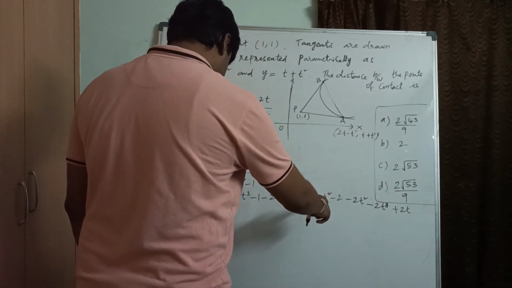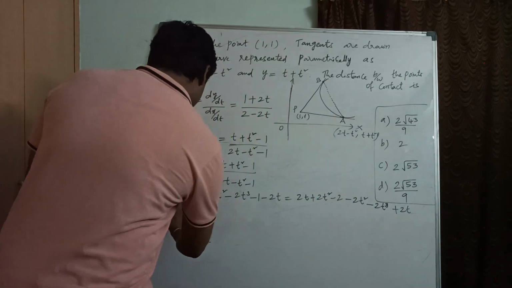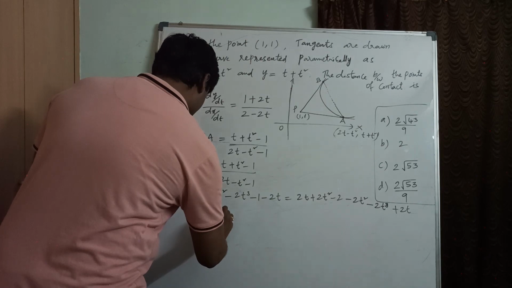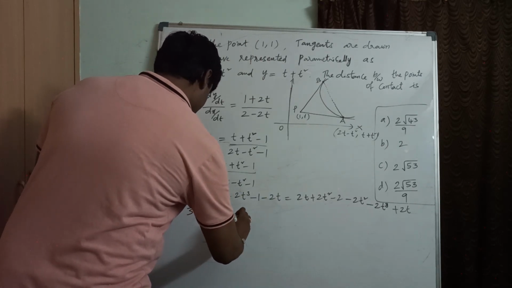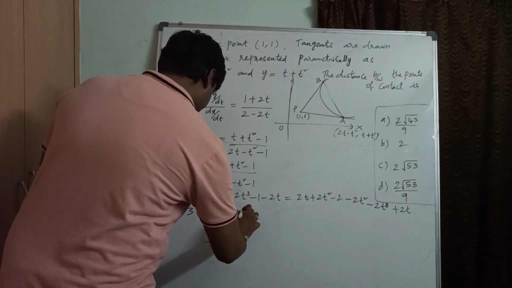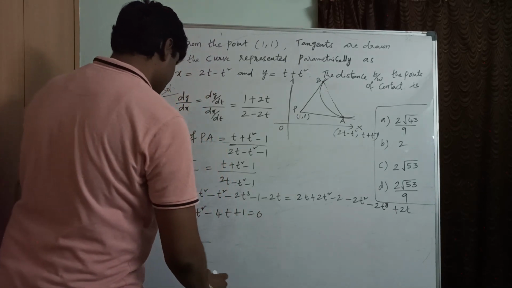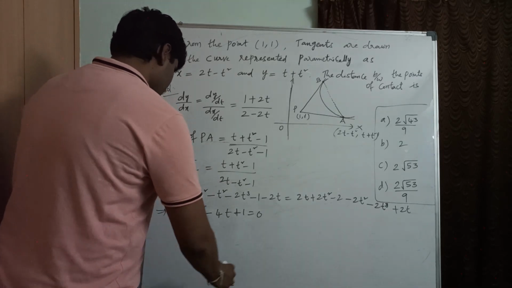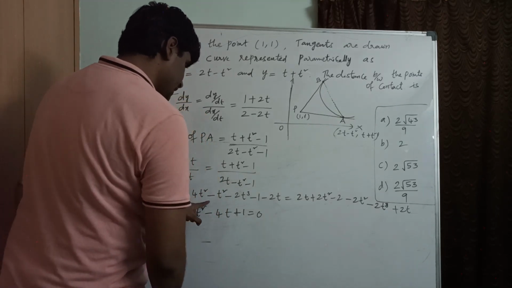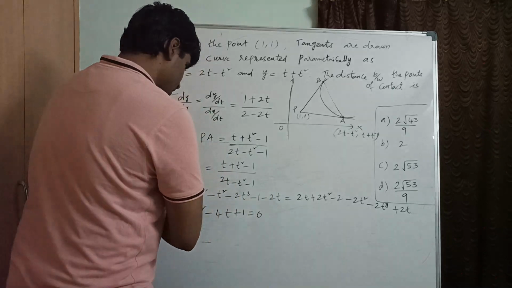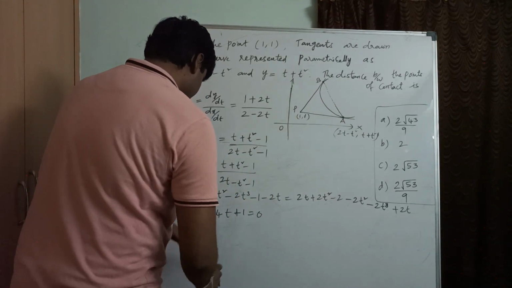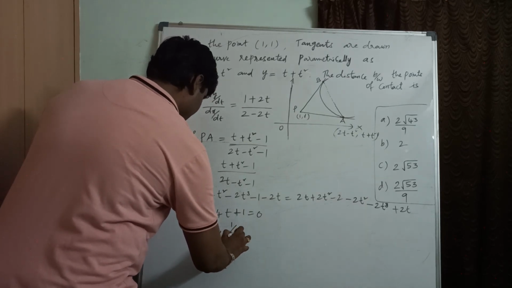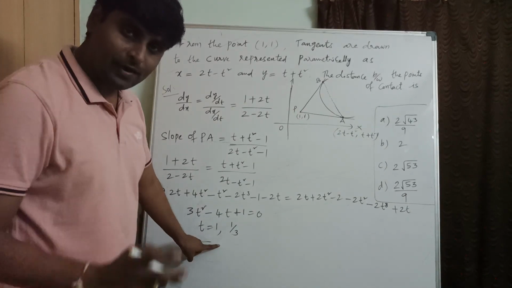So from this what will you get? From this equation, 3t² minus 4t, so here plus 1 equal to 0, correct? Hope you understand here, right? Now, 4t² plus t², 3t² here, that will be cancelled with that. So 3t² minus 4t plus 1 equals 0. So finally what will we get? T value, 1 and 1/3. So finally we got two values for t.